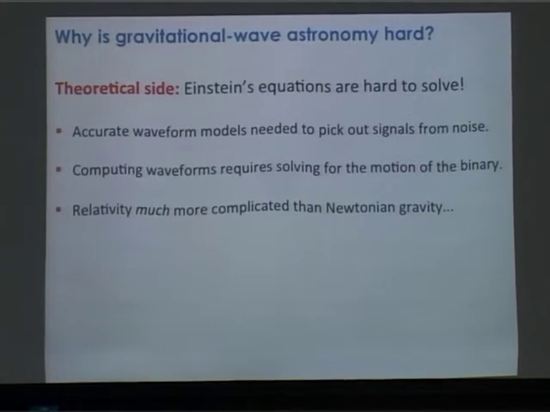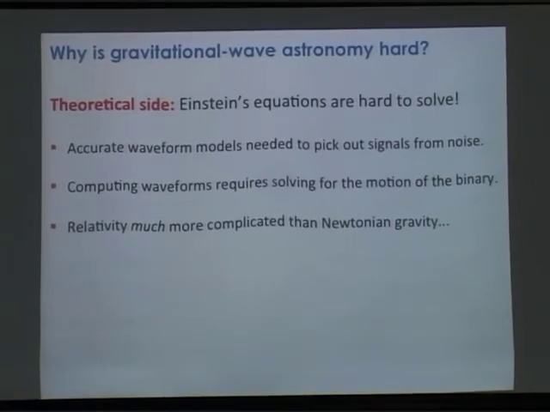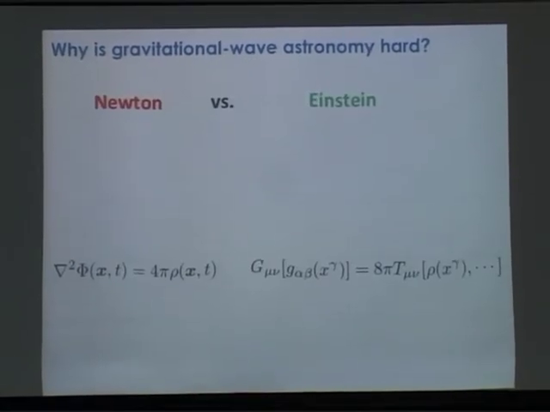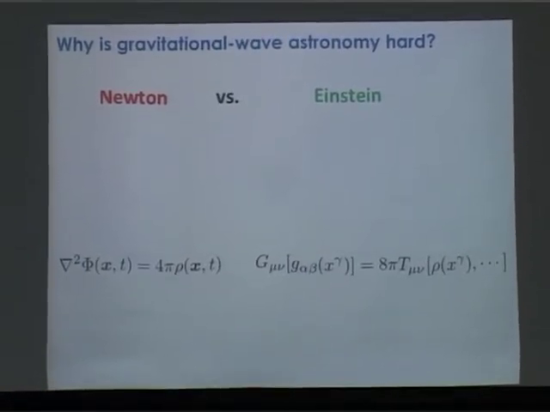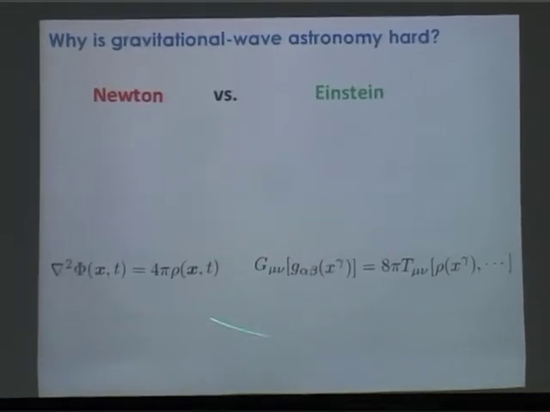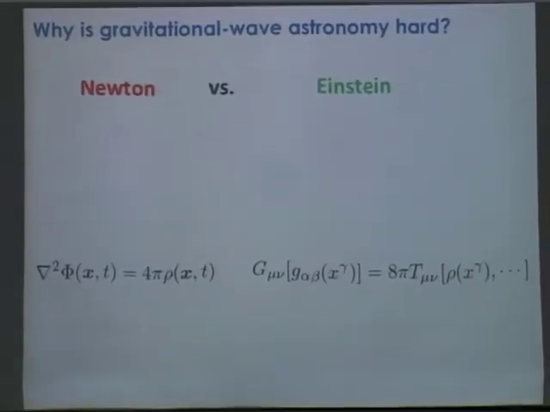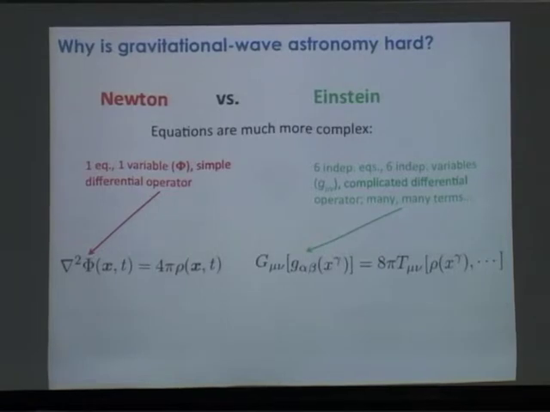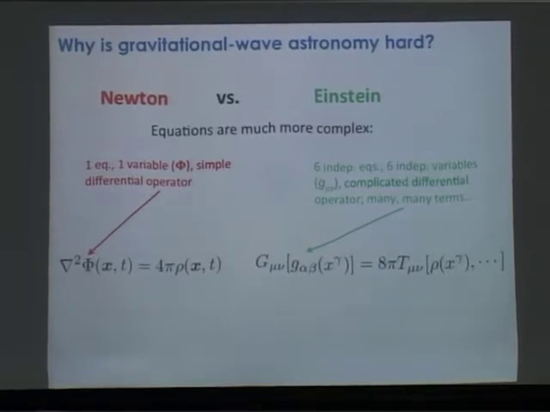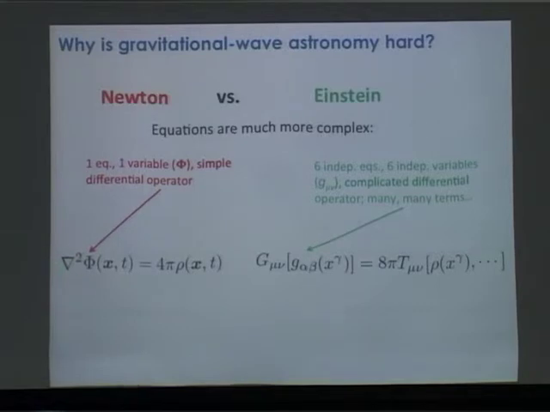However, relativity is very much more complicated than Newtonian gravity. So let's just investigate a little bit how these two theories of gravity are different. So in Newtonian gravity, you just have Poisson's equation on the left, and in Einstein gravity, you have the Einstein field equations on the right. And so these things differ in complexity in various ways. So in Newtonian gravity, you just have a single equation in terms of a single scalar variable, and you have a very simple differential operator acting on the left-hand side of the equation.